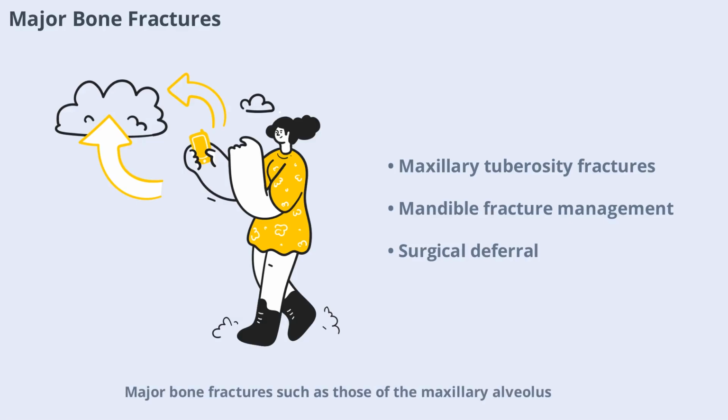Major bone fractures, such as those of the maxillary alveolus, tuberosity, or mandible, are rare but serious complications. Maxillary tuberosity fractures are often associated with over-erupted molars, large antra, or excessive force. Management depends on whether the bone is attached to the periosteum.